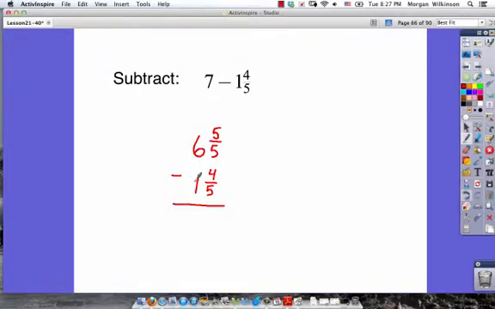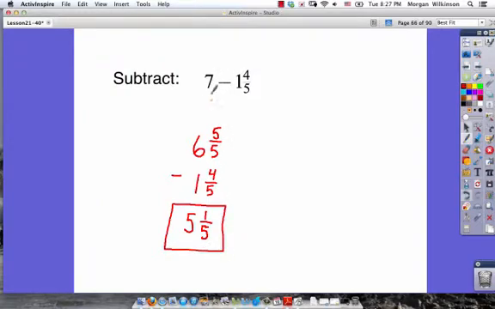We've got 6 minus 1, that's 5. Then we've got 5 minus 4, which is going to give us 1. And then we've got a denominator of 5. Denominator always stays the same. We've got 5 1/5. That's our final answer. We can't reduce that anymore.